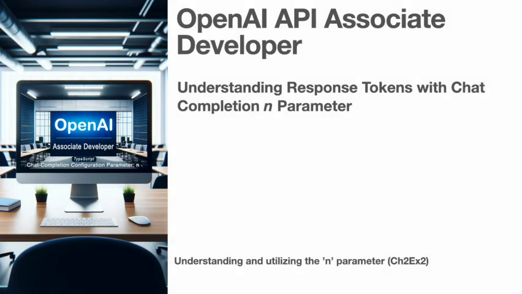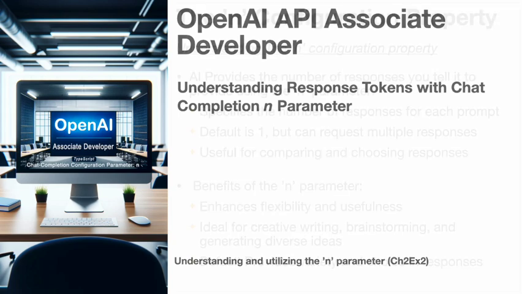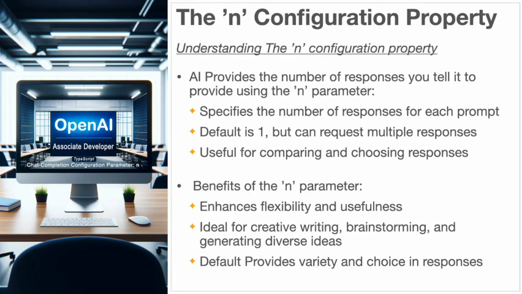In this session, we're going to explore another powerful property in the chat.completions.create API call, the N property. Understanding and utilizing this property can significantly enhance the flexibility and usefulness of your AI applications. The N property in the chat.completions.create call is used to specify the number of responses you want the API to generate for each prompt. Instead of receiving a single response, you can request multiple responses in a single API call. This is useful when you want to compare or choose responses from several options.